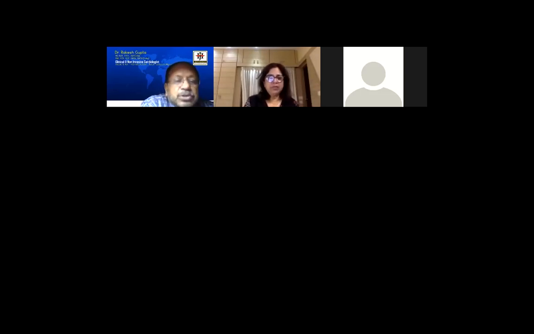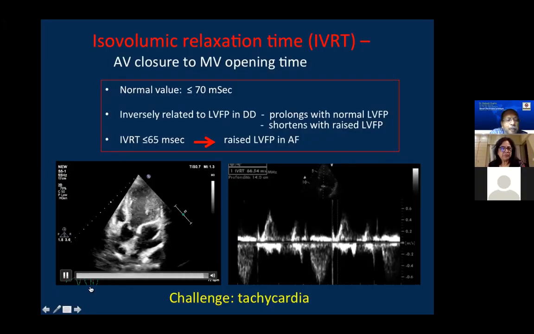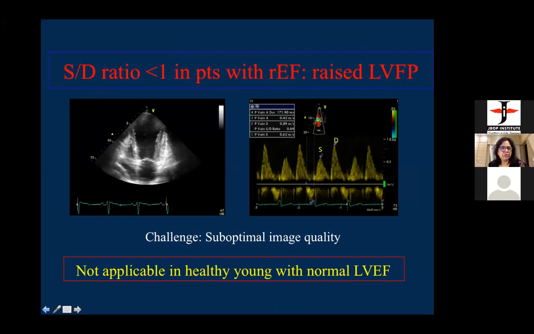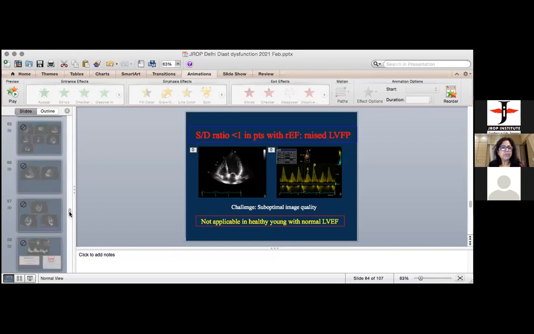We can calculate this by tissue Doppler imaging also. Dr. Debika can show a TDI picture. Like closure of the aortic valve and opening of the mitral valve, we can calculate it by TDI also. Debika, share your picture. That appears to be a more robust and better parameter than the older method of looking at aortic valve closure and mitral valve opening, because in one frame we can do a perfect measurement of IVRT.